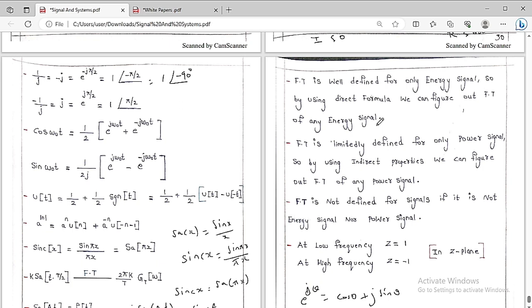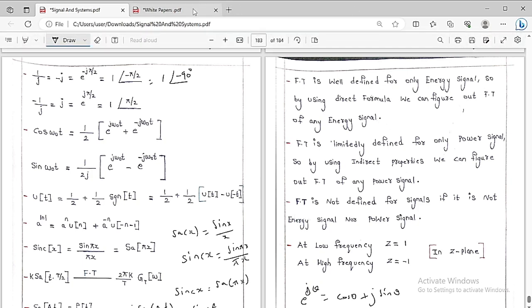The Fourier transform is limitedly defined for only power signals. By using indirect properties, we can figure out the Fourier transform of any power signal. If a given signal is a power signal, then the Fourier transform is limitedly defined: only for certain values of omega it is defined, but for other omega it tends to infinity. Then we cannot get the Fourier transform directly from the direct formula. With the help of properties, you can get the Fourier transform for that signal. The Fourier transform is not defined for signals that are neither energy signals nor power signals. I already told you this, so listen carefully.